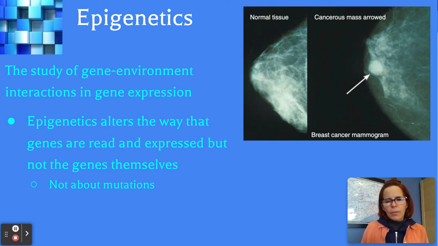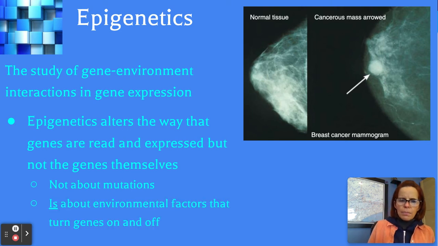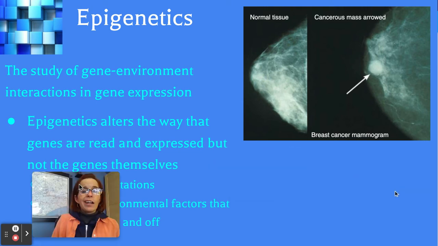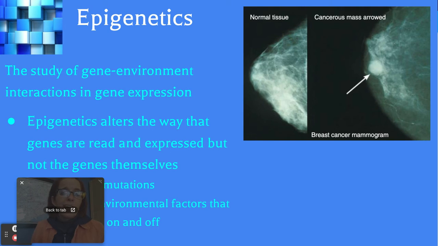So when we talk about epigenetics, we're not talking about mutations. That's regular genetics. When we're talking about epigenetics, we're talking about things in the environment that are affecting whether our genes turn on or off. And those are things like carcinogens that we could come in contact with, all kinds of things that can either turn our genes on or off when they're not supposed to.